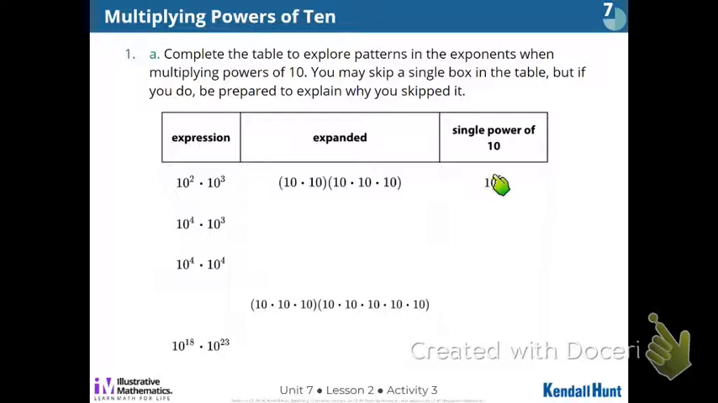Ooh, nice. So I want you to take some time, fill out the rest of this table. But before you finish the last line, I want you to read letter B on your packet.